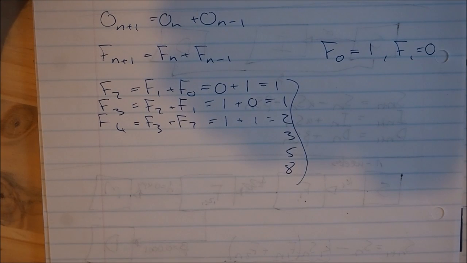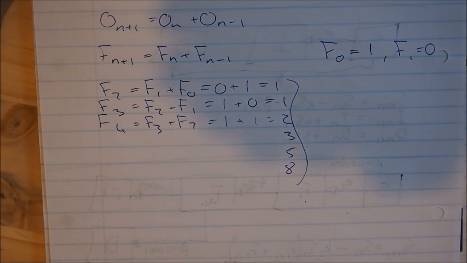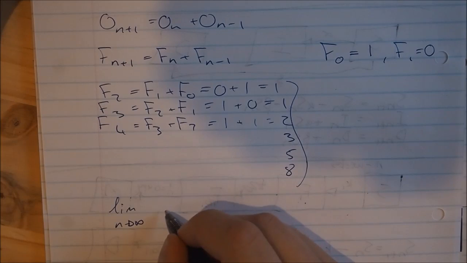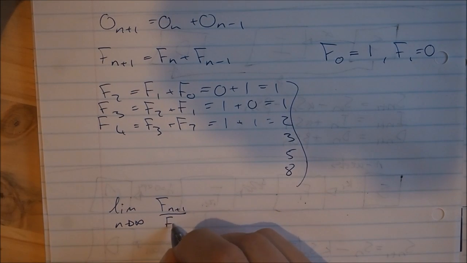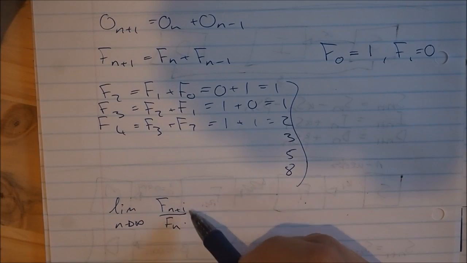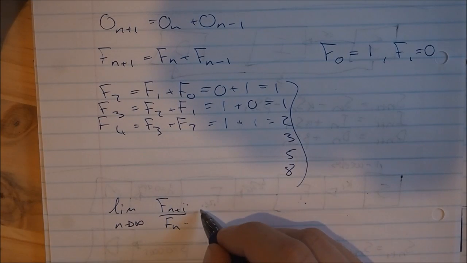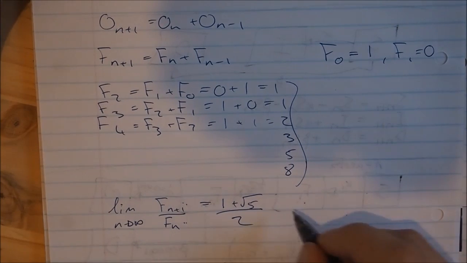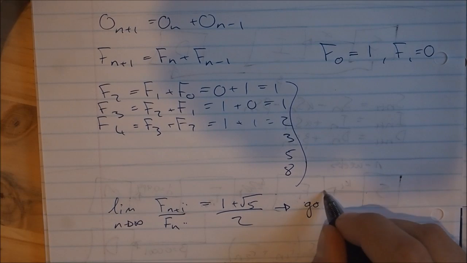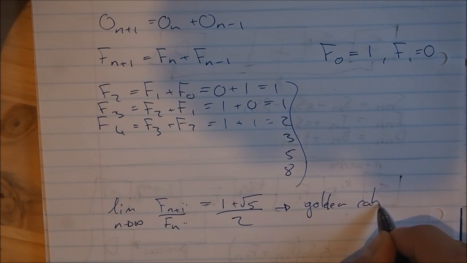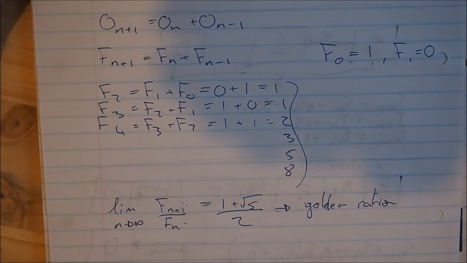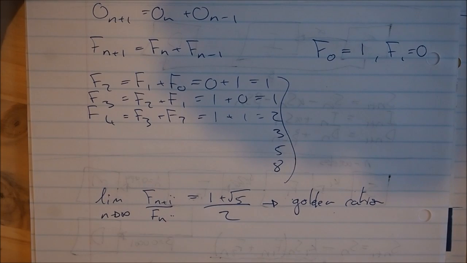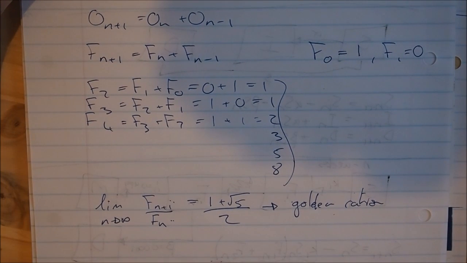And what's really interesting about the Fibonacci sequence is that if we take the limit as n tends to infinity of f_{n+1} over f_n, the proportion of successive elements in the series, this limits to (1 plus root 5) over 2. And this thing here is called the golden ratio. And you'll see that this golden ratio comes up, if you Google it, in a lot of different aspects in nature, in art, in architecture, these kinds of things.